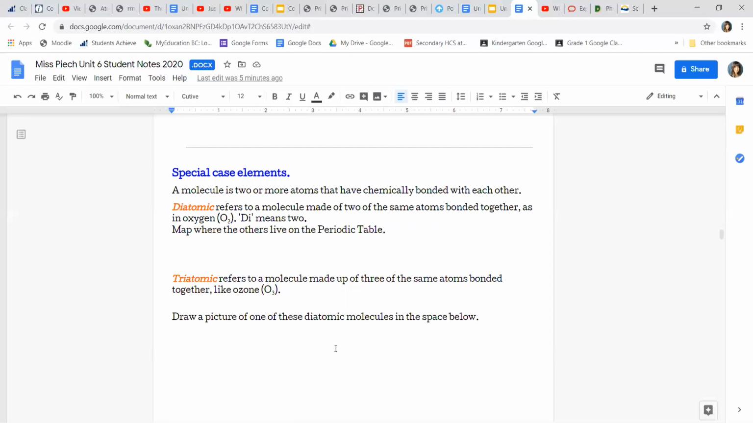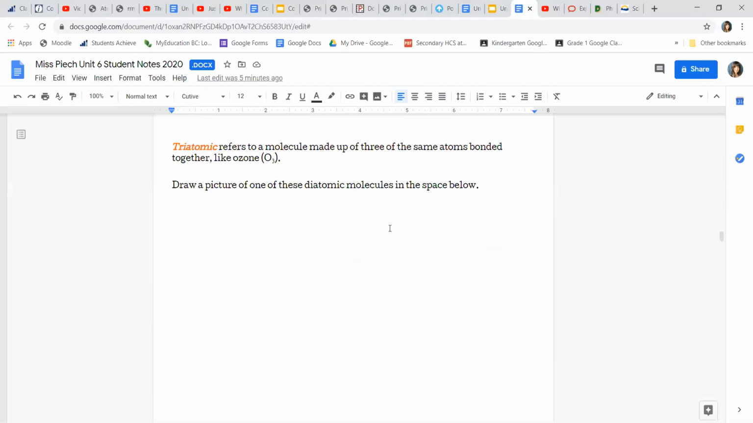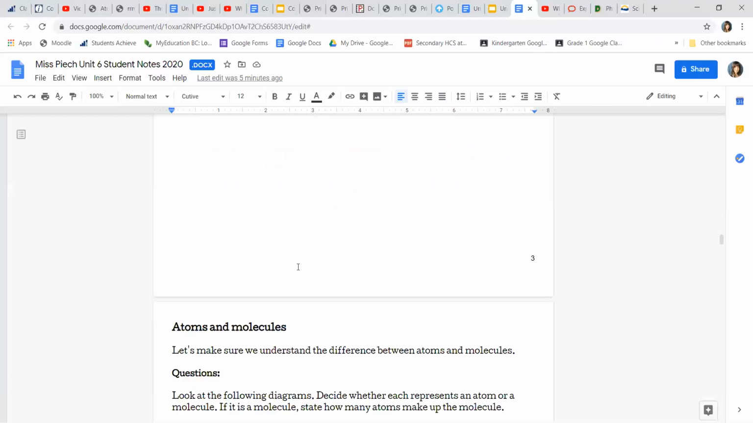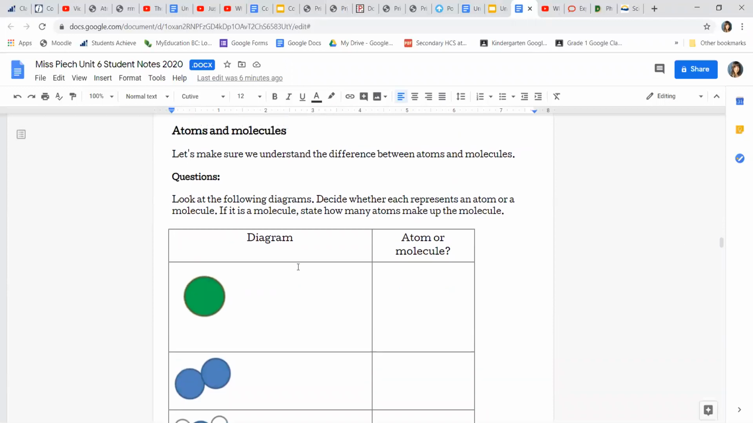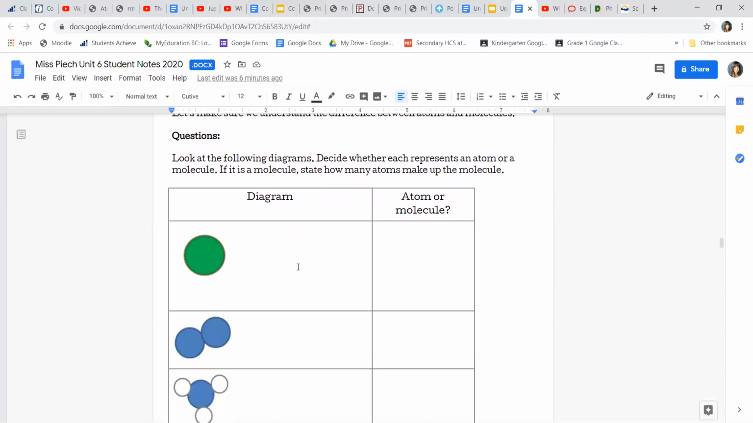You do not need to draw a picture here because I'm expecting this to be done online. You do not need to draw a picture. If you really want to, you can get creative and try to do that using shapes and stuff like that in Google Docs, but I am not expecting you to draw anything there. And last of all, what I'd like you to do is take a look at this and fill in the diagram.